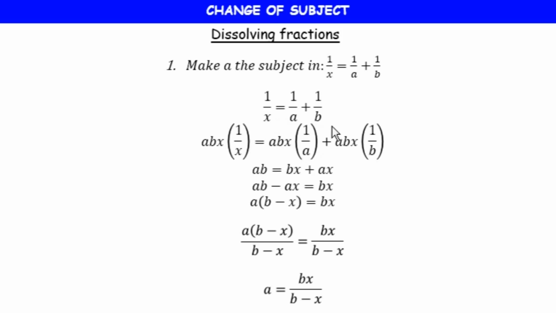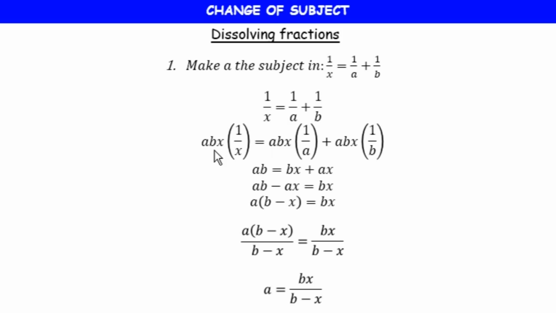So we are going to multiply through by the LCM so that we get a linear equation, a linear expression, right? So that is what we did here. So we are going to multiply 1 over x by abx, right? So we are going to have abx times 1 over x being equal to abx times 1 over a plus abx times 1 over b, right? So we are multiplying each term by the LCM. Afterwards, we are going to simplify, or cancel out, right?